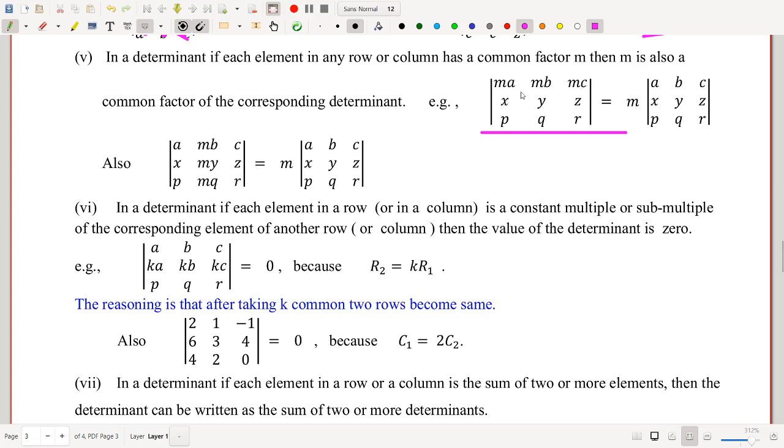So I can expand this with respect to elements in the first row. So it will be ma into one determinant, minus mb into another determinant, plus mc into another determinant. So obviously I can take m common. So that's why this is the result.